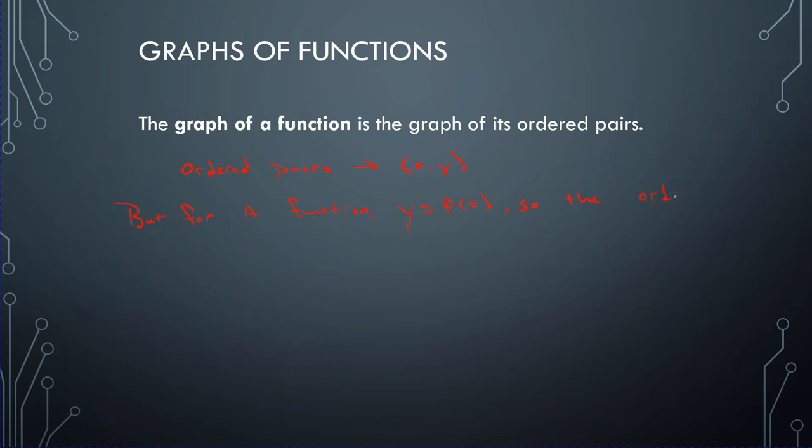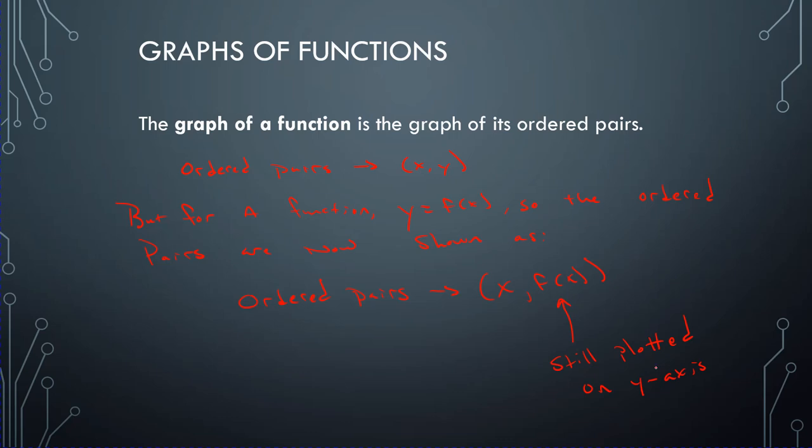So the ordered pairs are now shown not as x comma y, but x comma f of x. All right, so when you go to plot these, this f of x is still plotted on the y-axis. It's still plotted on the y-axis, right?